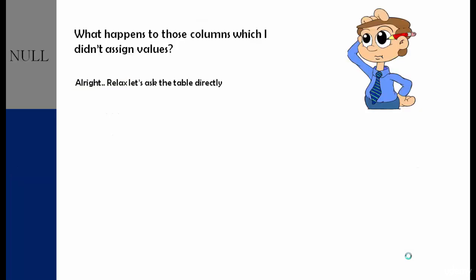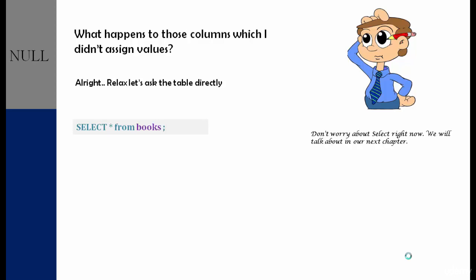Wait a second, what happened to the values of those columns which we have left out in our third flavor of insert? Well, I myself don't know the exact answer to the question. Let's ask the table itself. So to see the values of the table, we need to write a select statement. Select star from books. Alright, don't worry about this select. We'll cover it in our next session.